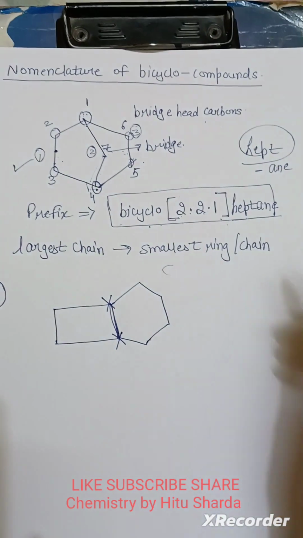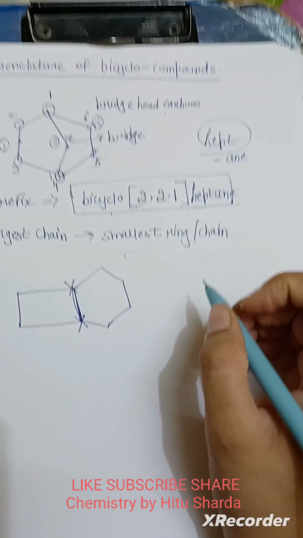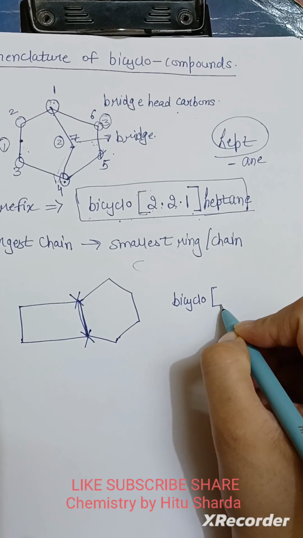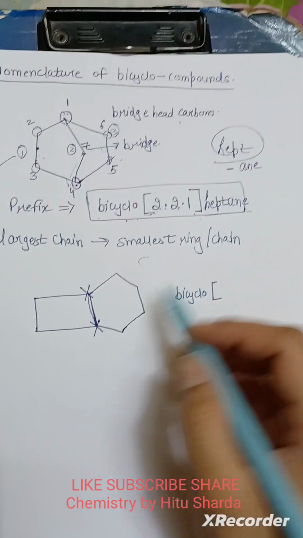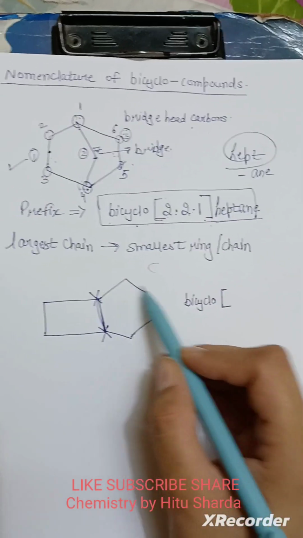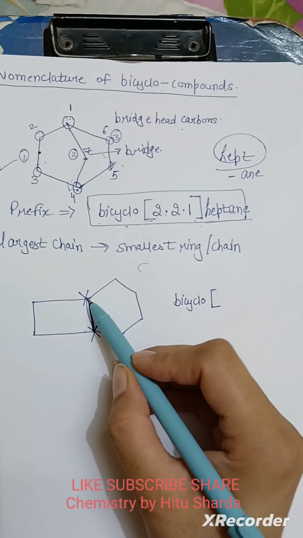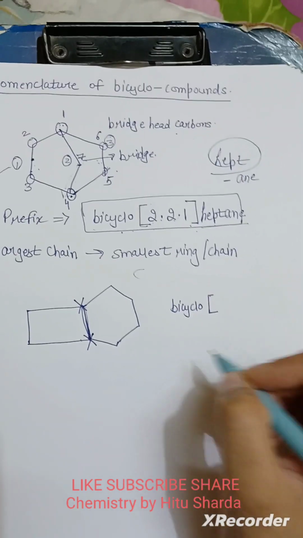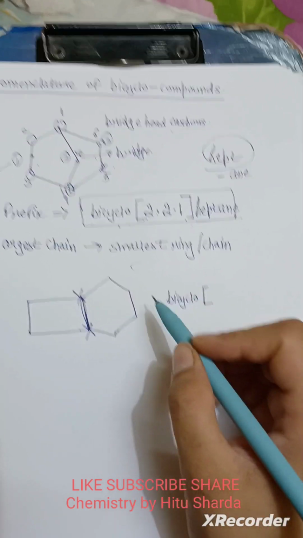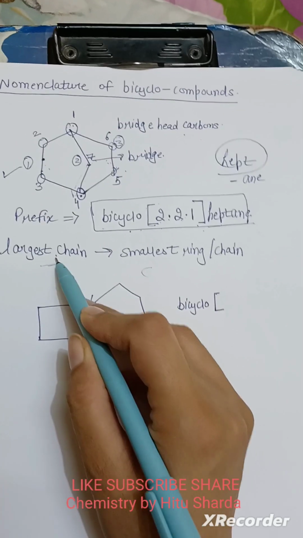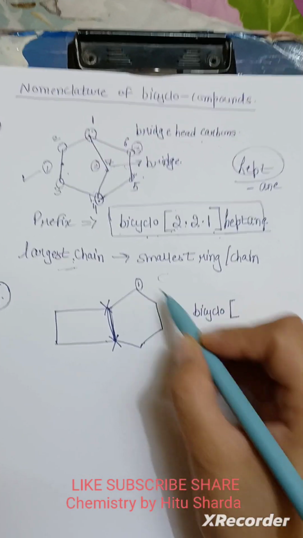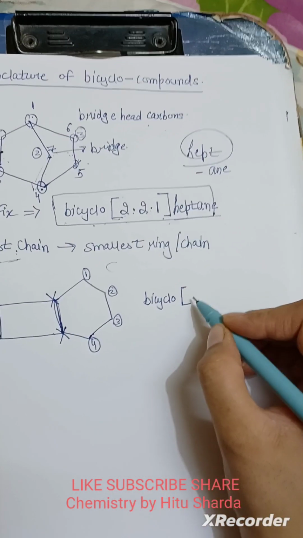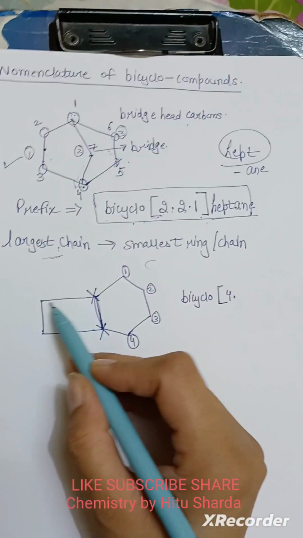As I told you, you have to use the prefix bicyclo. So write bicyclo, then write a square bracket. Now you will say that there are only two chains, this one and this one, but this is not the case. There is one more chain that I will tell you afterwards. First of all, see the largest chain. According to our rule, first you have to find the largest chain. As you can see, this is the largest chain because it has 4 carbons. So you will write 4 dot. Now the second chain is this one.